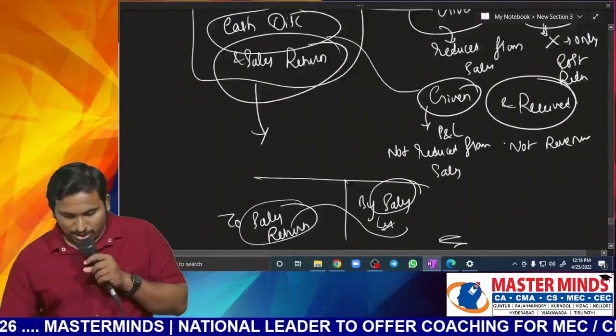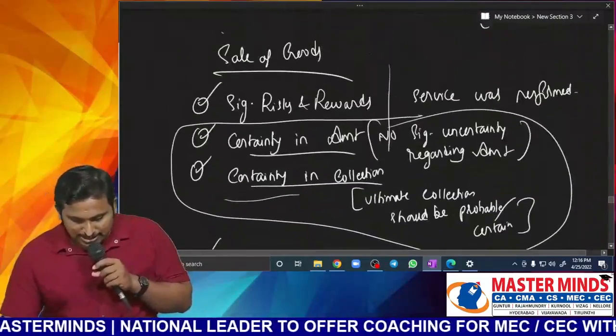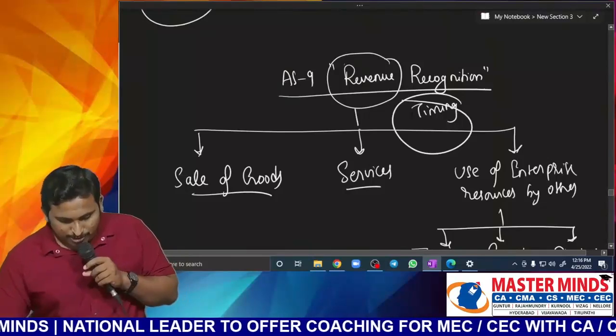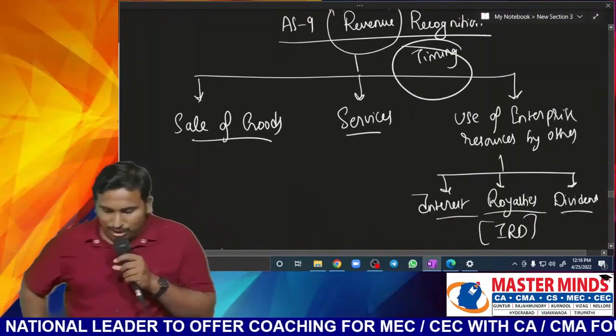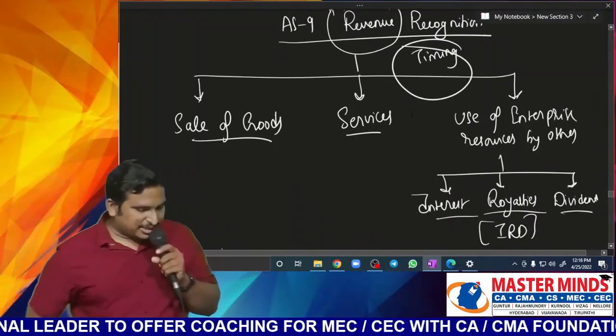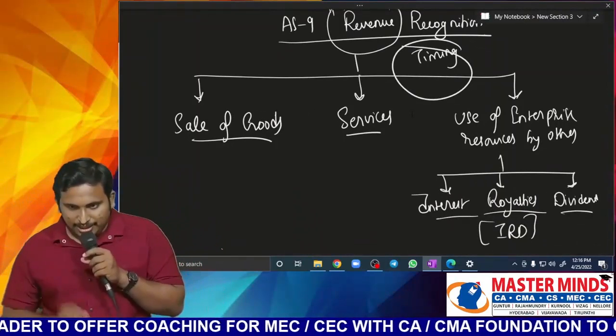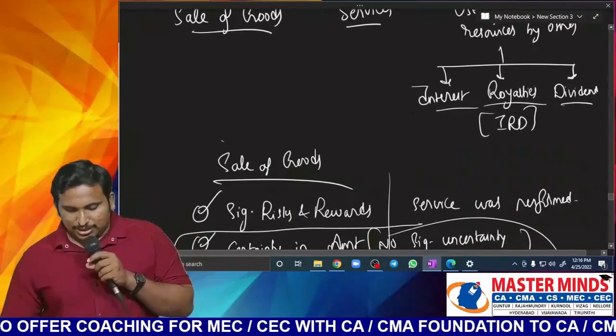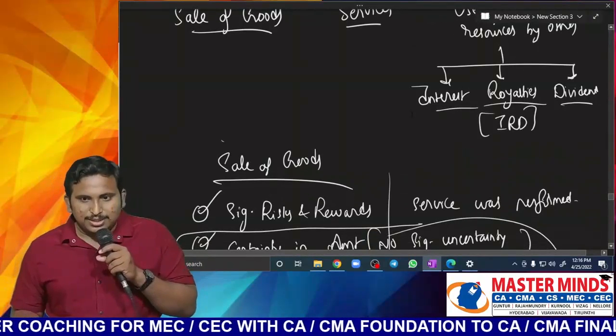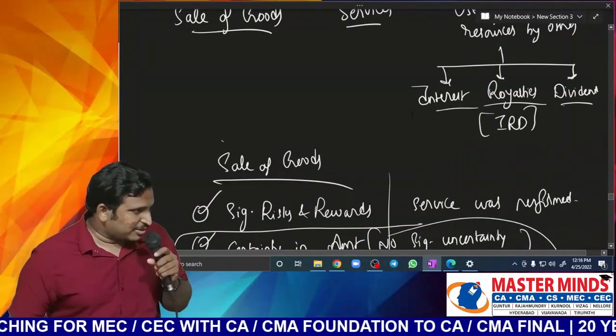Now let me move to the last type of income. What is the last type of income, sir? Hello, everybody, what is the last type of income? Use of enterprise resources by others, that is IRD: interest, royalties and dividend. Sir, royalties means, don't think of something new. It is for the use of intangible assets.